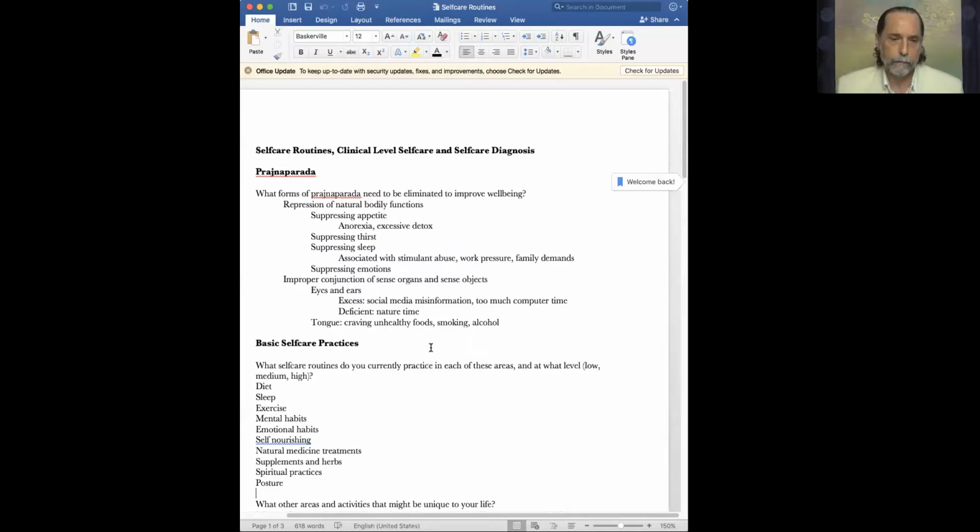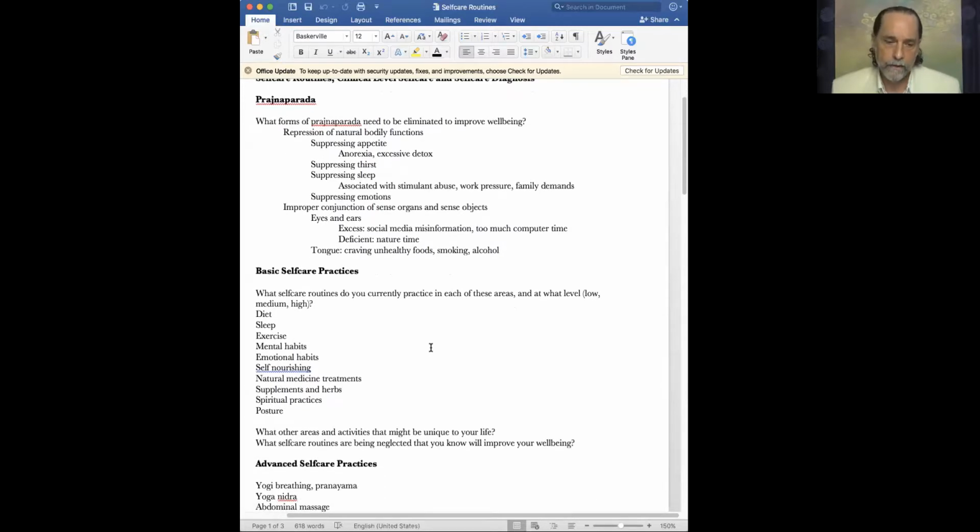Okay, so basic self-care routines. These are all fundamental, but they have a huge impact on our health. And a lot of times we can find the reason why we're not well in these things. Our diet and our sleep and exercise and mental habits and emotional habits and self-nourishing routines, natural medicine treatments, supplements and herbs, spiritual practices. One thing a lot of people overlook is their posture. Okay, posture has a pretty big impact. So I'm just going to invite you to look at the impact of all of these kinds of things diagnostically, okay? And how could they be improved?